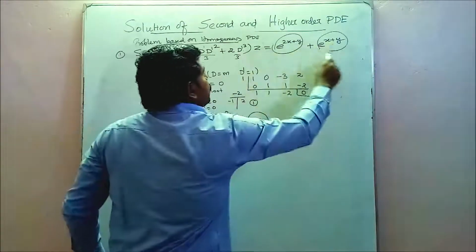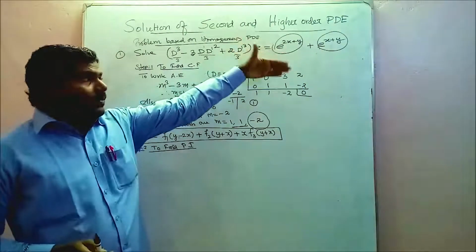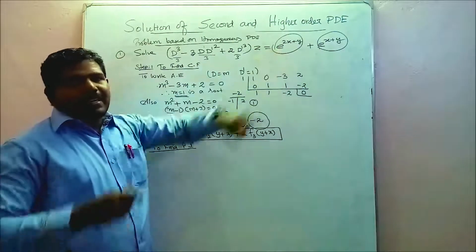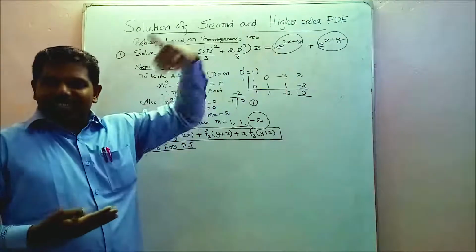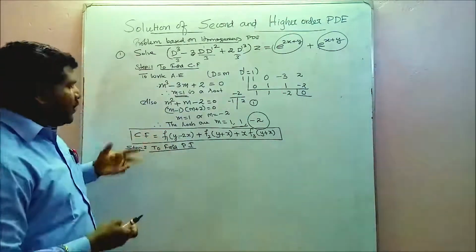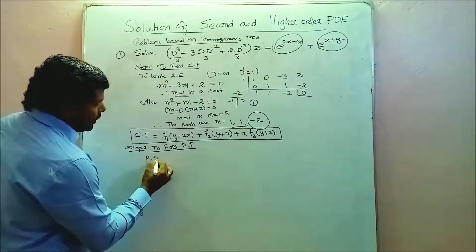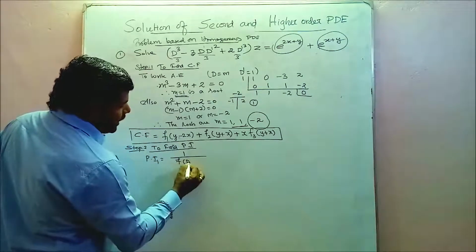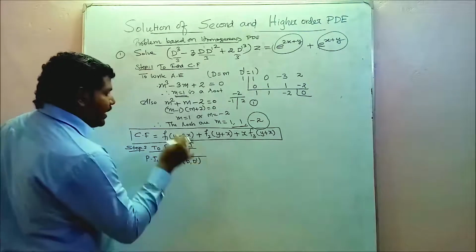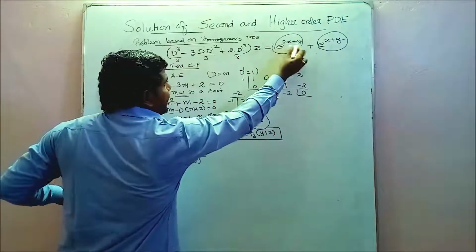You can see here there are two terms. Therefore you can calculate PI1 as well as PI2. For the first term you calculate particular integral 1, and for the second term you calculate particular integral 2. PI1 is equal to 1 by f of d comma d dash. For which term do we calculate particular integral 1? For e power 2x plus y.